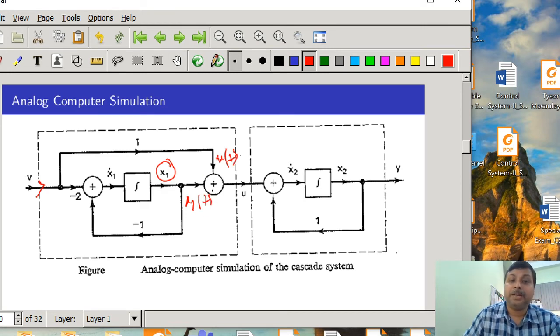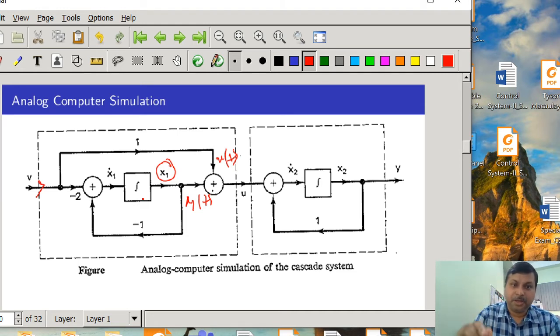Now how will we get x2t? We get x2t if we integrate x2 dot. So x2 dot is integrated to get x2, and then x2 is multiplied with a gain of 1 and added with the signal vt plus x1t, and that is equal to x2 dot t. So now you see how, using the adder, gain and integrator, we have implemented the system that we represented in the frequency domain.